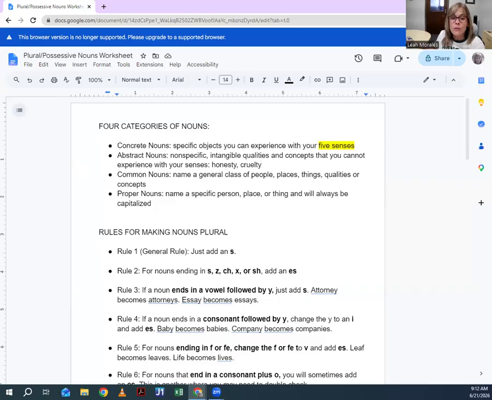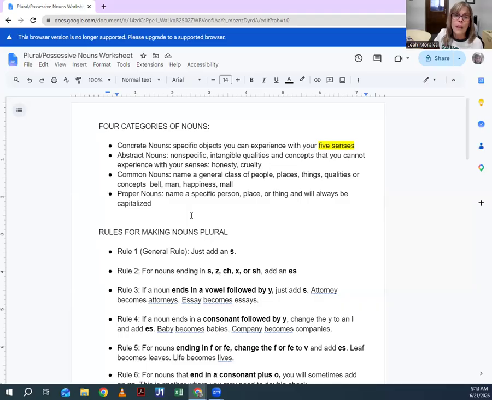Okay, there are common nouns, right? Those name a general class of people, places, things, qualities, or concepts, right? So like bell, man, happiness. This is mall. That's any shopping mall. That's anybody's happiness. That's not the Liberty Bell. That's just a bell. That's not a specific man. It's just a man.